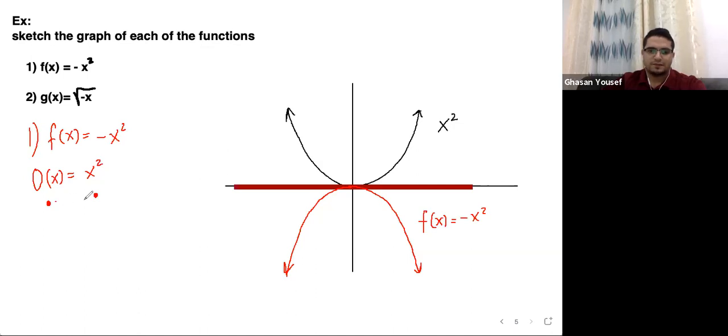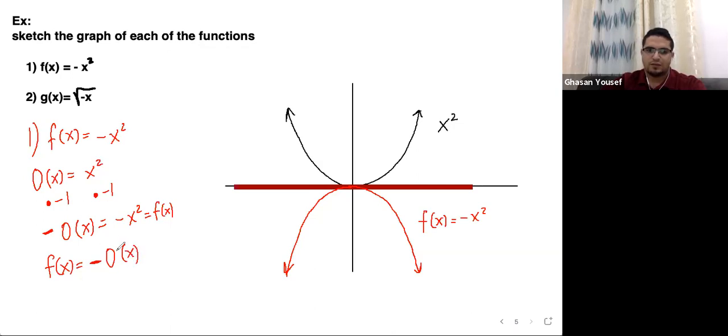By -1, exactly. Multiply both sides by -1. Now we get minus f of x equal minus x squared. And the minus x squared is the same as here, and this is equal to f of x. So actually f of x equals minus f of x.